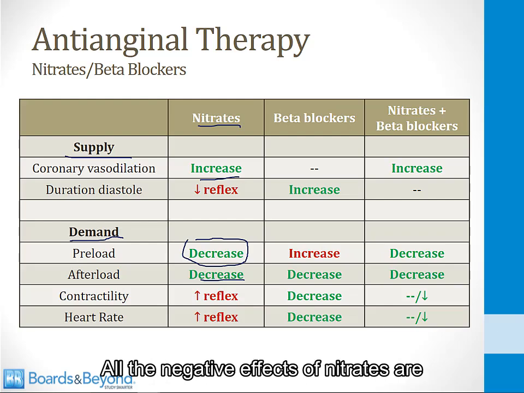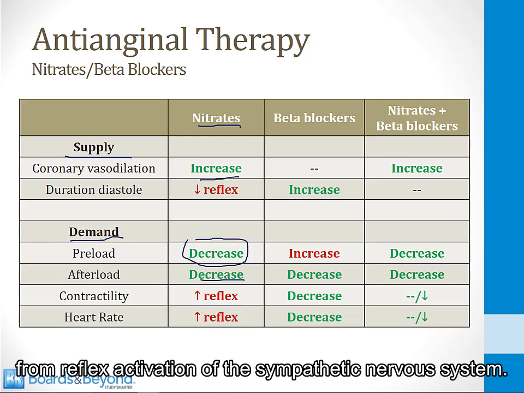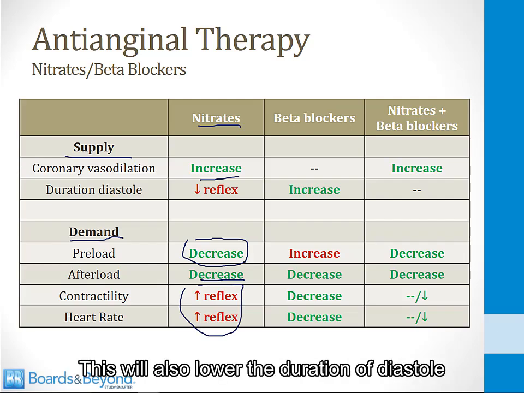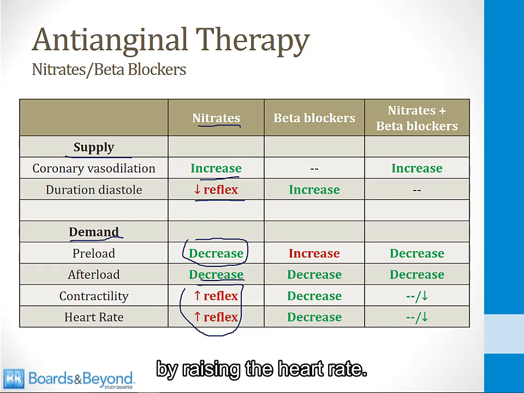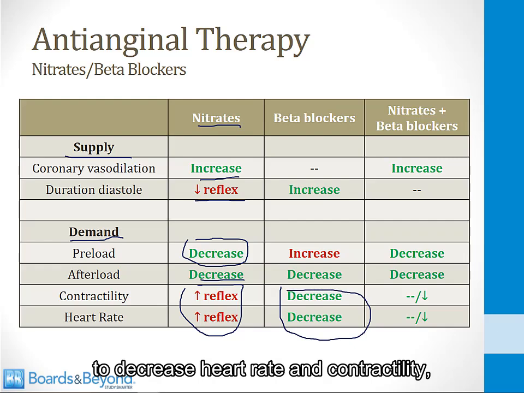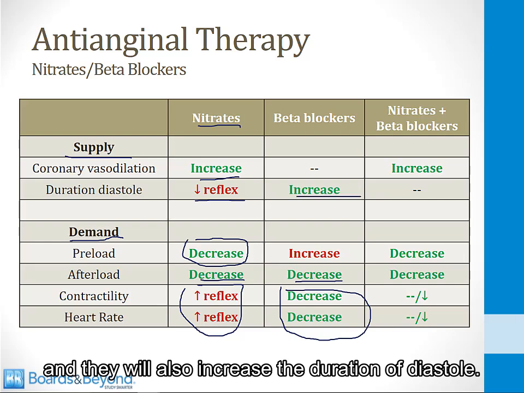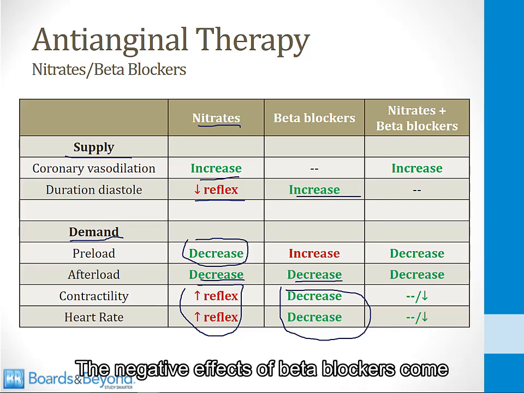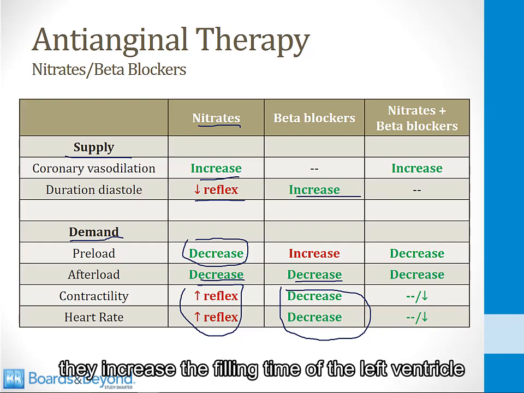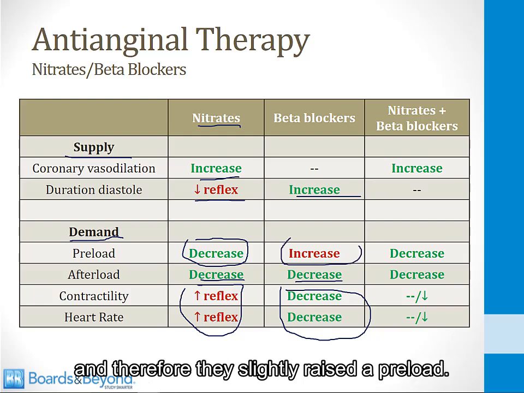All the negative effects of nitrates are from reflex activation of the sympathetic nervous system. So this will increase heart rate and contractility. This will also lower the duration of diastole by raising the heart rate. Beta blockers' major mechanism of benefit is to decrease heart rate and contractility, which is good. They will also lower the afterload and they will also increase the duration of diastole. The negative effects of beta blockers come from the fact that by slowing the heart rate, they increase the filling time of the left ventricle and therefore they slightly raise the preload.